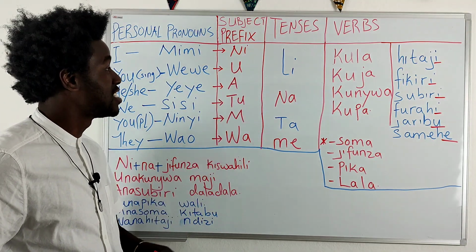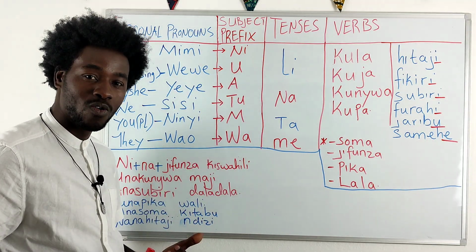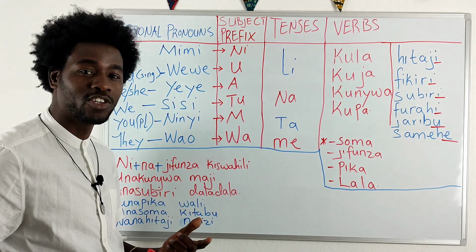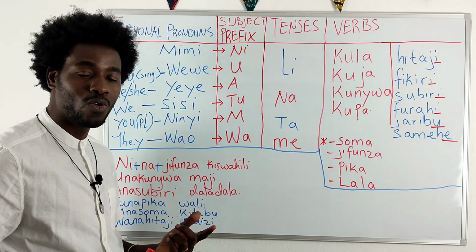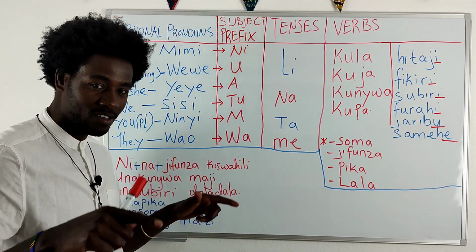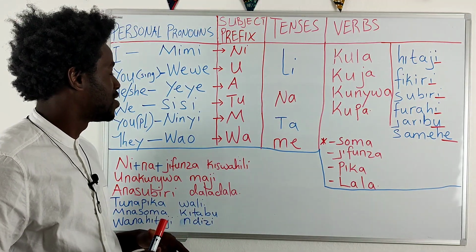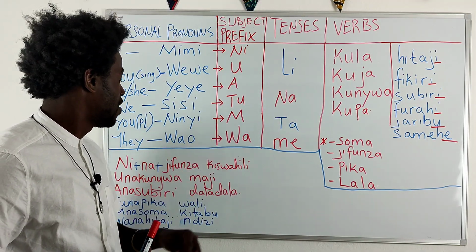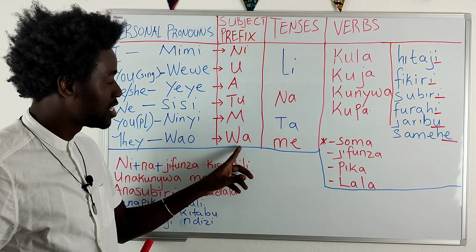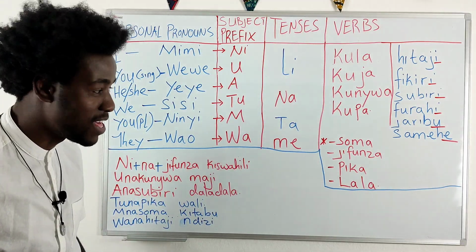So ni, u for you, a for he or she, tu for we, m for you all, and wa for they.